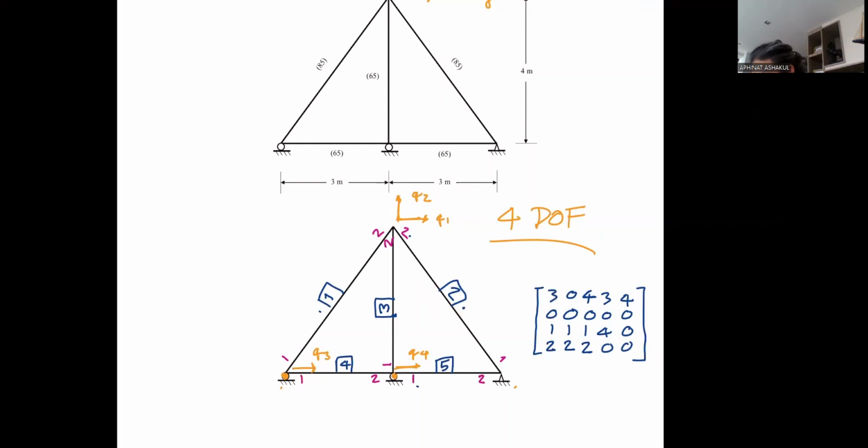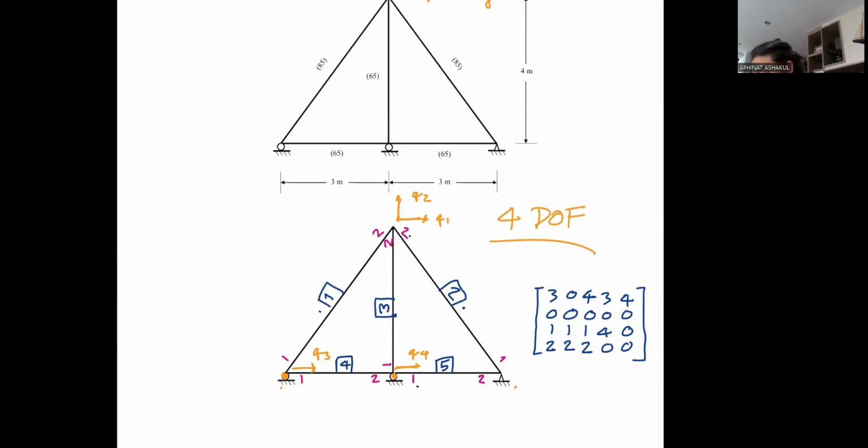For member number 2, this is local node 1, and this is local node 2. So we have 0, 0 here, see? And then at local node 2, we have 1 and 2. For member number 3, this is local node 1 and 2. So at local node 1, it's 4, 0, and then go to 1, 2. For member number 4, we have local node 1, 2 like this. So at local node 1, we have 3. At local node 2, we have 4. So it becomes 3, 0, 4, 0, 0, because we don't have displacement in the Y direction.